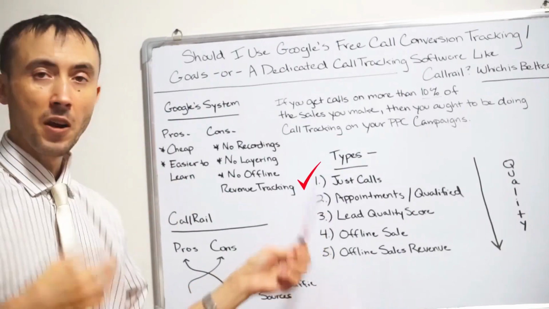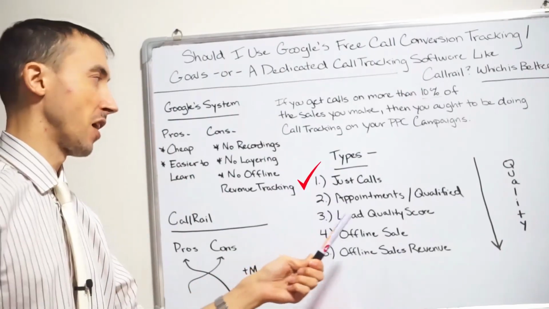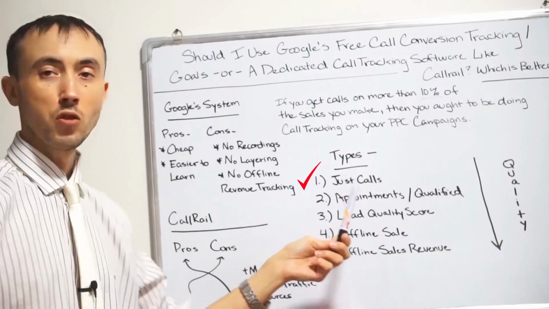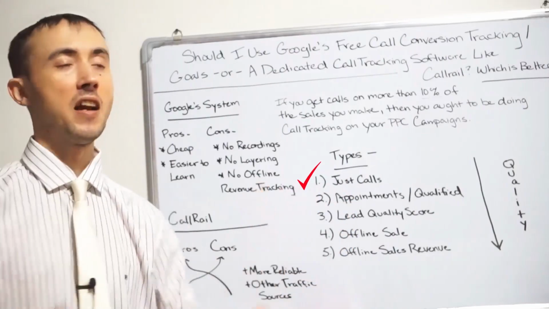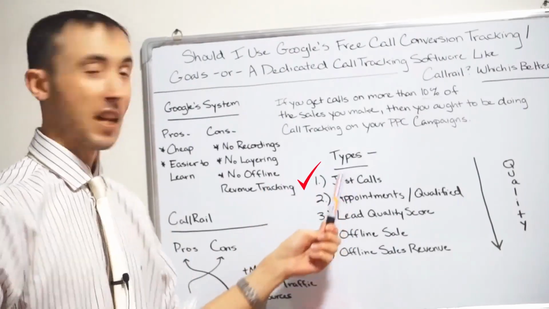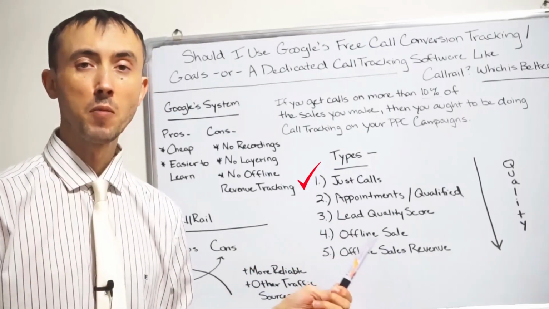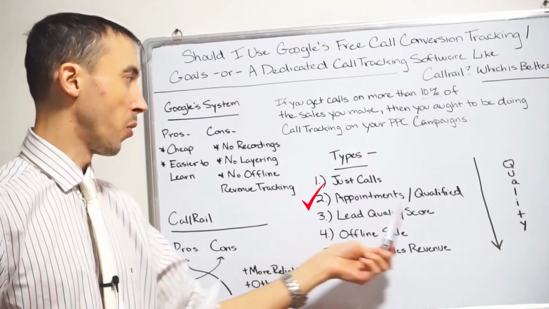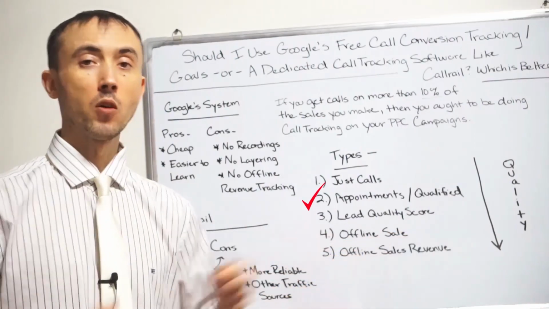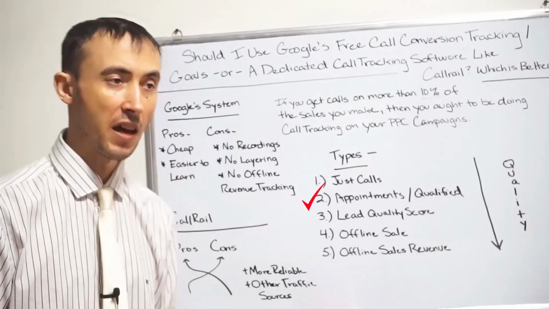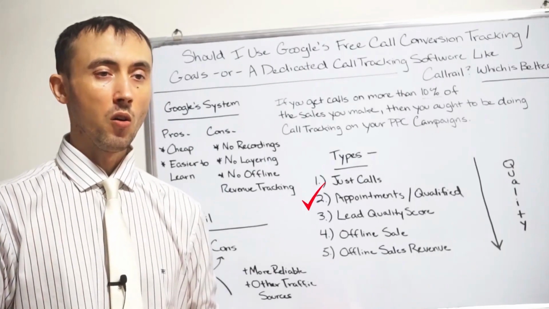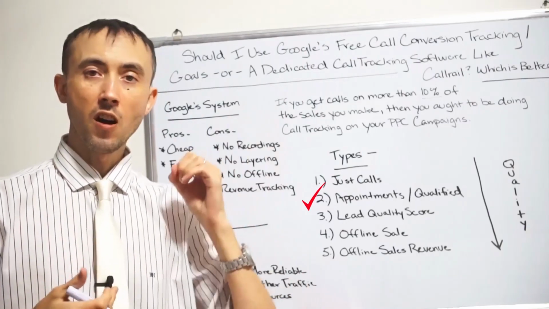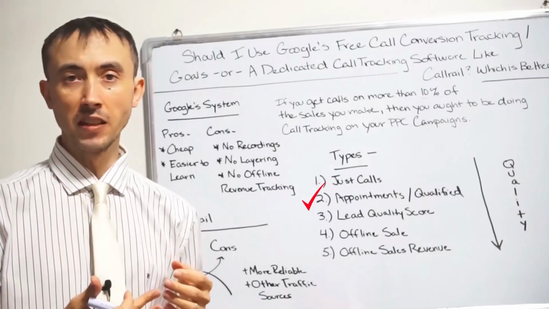But at the very bare minimum, when you're talking about call tracking here, you can do just whether or not someone calls or not. So it's very binary there. That's the most simplistic form of this. The next thing you can do is appointment tracking, or tracking whether or not a lead is qualified. Okay, so in other words, when they call, were they a qualified lead?